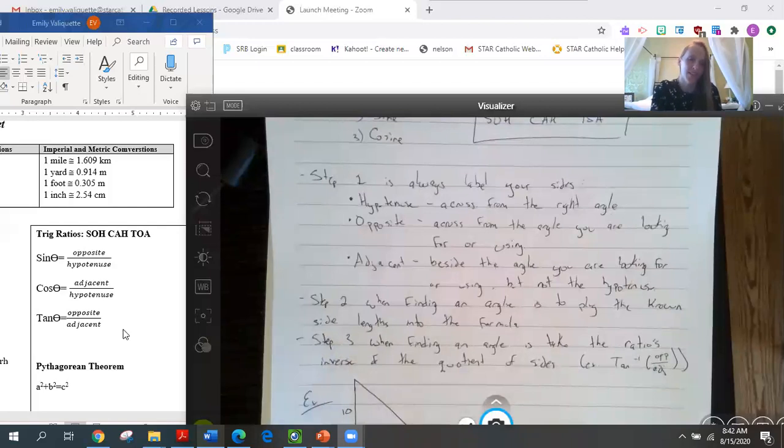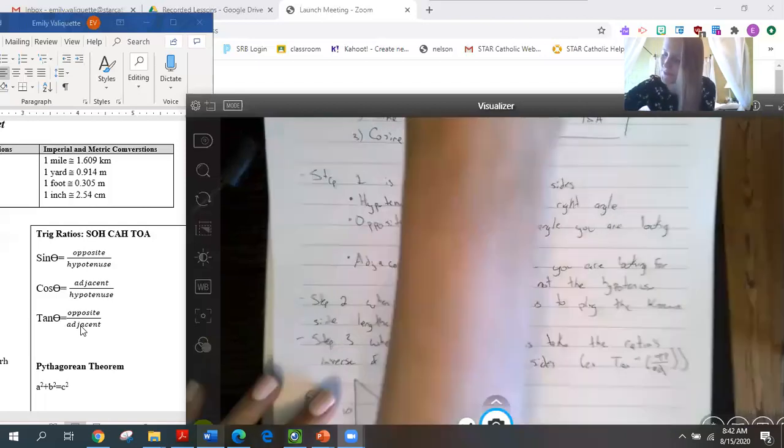You do have the three different formulas that we'll be using over on your formula sheet. So today we're just doing tan. This little symbol here is just the symbol that we use to represent an angle. So this just means the tan of an angle is equal to the opposite divided by the adjacent. So let's go through an example.